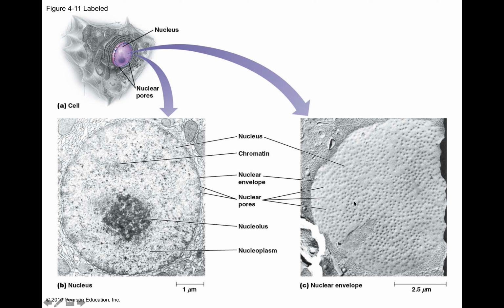In a freeze fracture picture, where you take a nucleus and you break the cell, you freeze it, and then you break it, it'll break on those double membranes, leaving one half of the membrane system on one half of the break and another half on another half of the break. You get to see these nuclear pores pretty dramatically in the nuclear envelope, where you're just looking at one half of it.